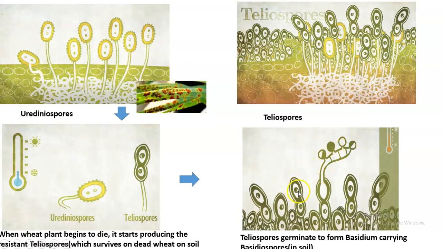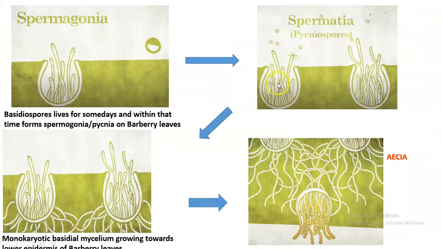We know that this basidium was created out of 4 haploid nuclei. Out of this, 2 are of plus type and 2 are of minus type. So 2 types of flask shaped spermagonia will be created. This is of plus strain and this is of minus strain. The spermatia from the plus strain will be reaching the receptive hypha of the minus strain. Similarly, the spermatia from the minus strain will be reaching the receptive hypha of the plus strain. So that will be causing sexual fusion, right? It will be a kind of sexual fusion.